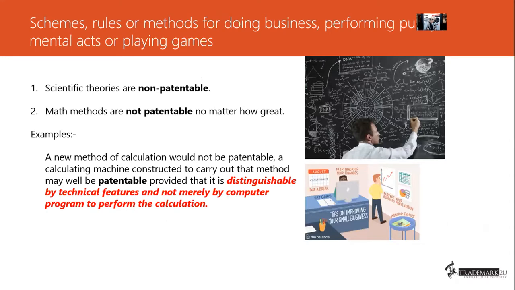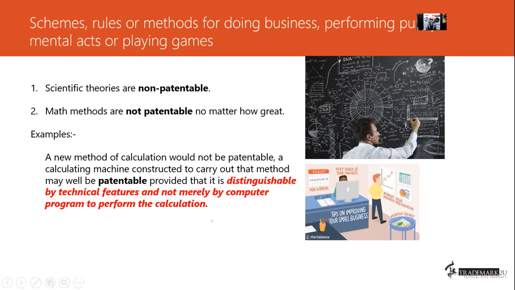Say you found a way to calculate a mathematical method to count the probability of getting a royal flush or a blackjack in the casino. That is mathematics. Then there are schemes, rules or mental acts, which we call playing games. You found a chess game, a Monopoly or whatever, that is non-patentable.